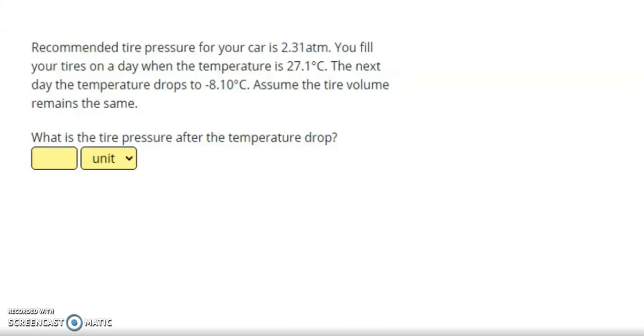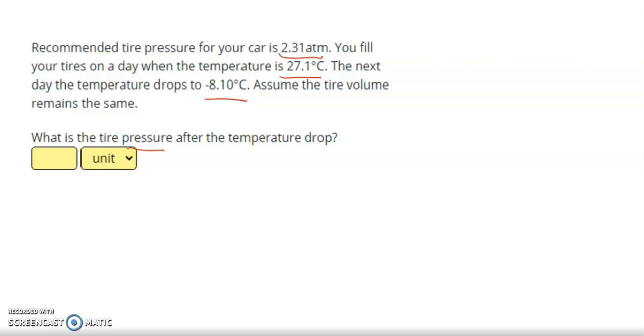So you've gone out on a day where it's warm, it's 27 degrees Celsius, you fill your tires up to the recommended amount, that's 2.31 atm. And that's the temperature. Then the temperature drops, it gets really cold the next day, and we're down to negative 8.10 degrees Celsius. And we're going to find that new pressure.